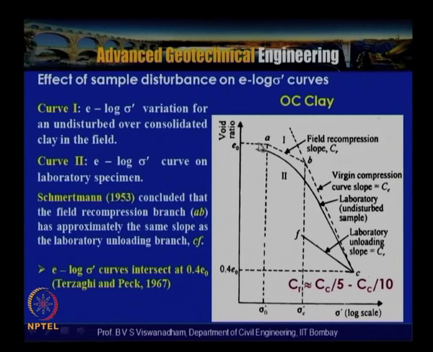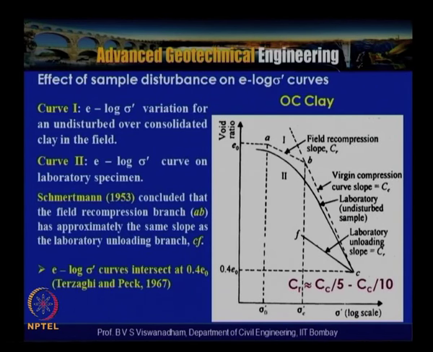So you can see that the two limbs which are actually there are portion AB and portion BC. This dotted line is the field compression curve, and this dotted line BC is the virgin compression curve that can be obtained for the OC clay in the field. AB portion and BC portion are the two segments, and the slope of the line AB is the recompression index, and the slope of the line BC is the compression index CC.